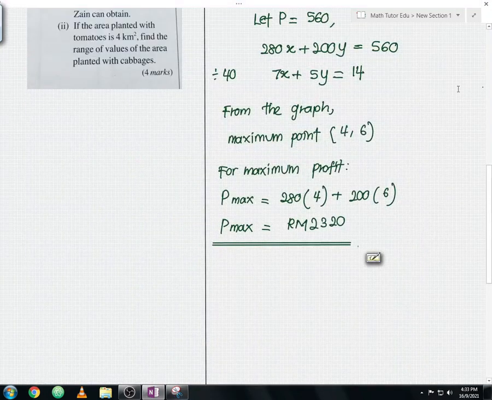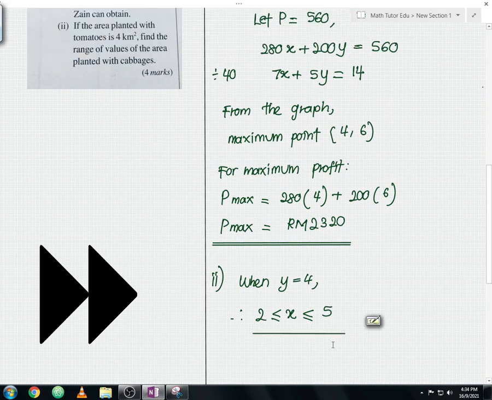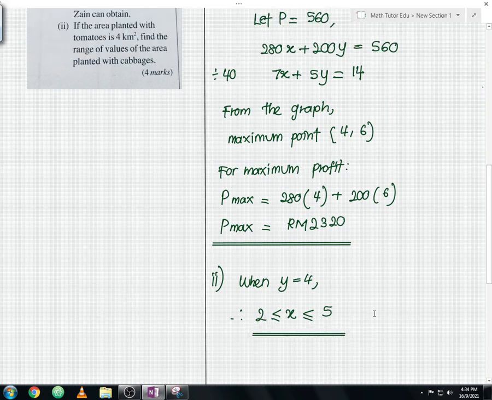So for the question C part 2, when y equals to 4, this is your final answer, where 2 less than or equal to x less than or equal to 5. Let me underline the solution for the question C part 2. That is all for the step-by-step working and solution for this question.